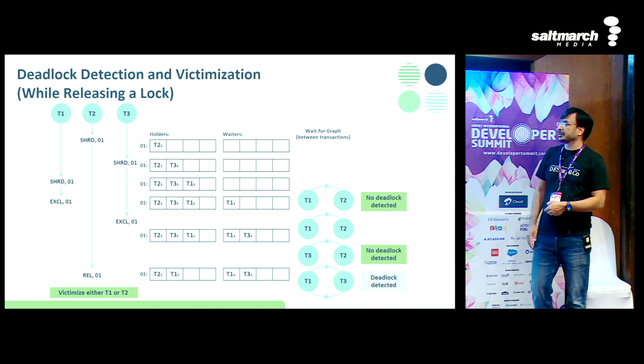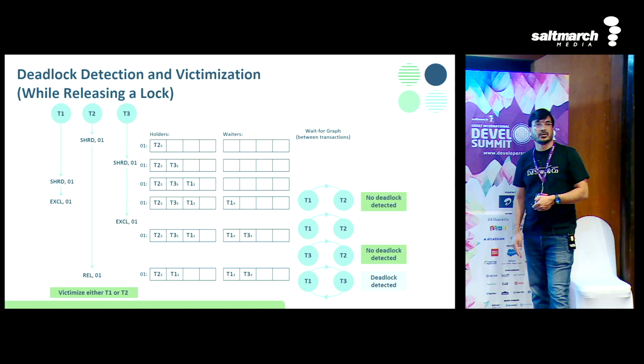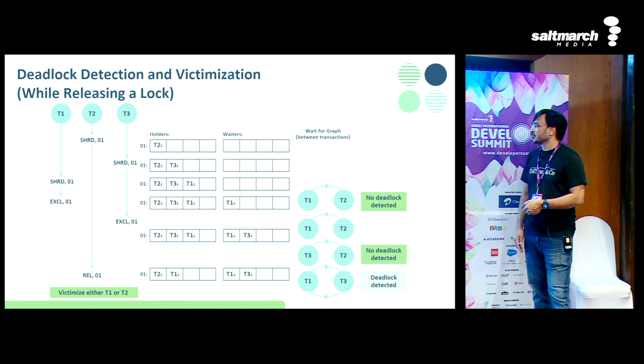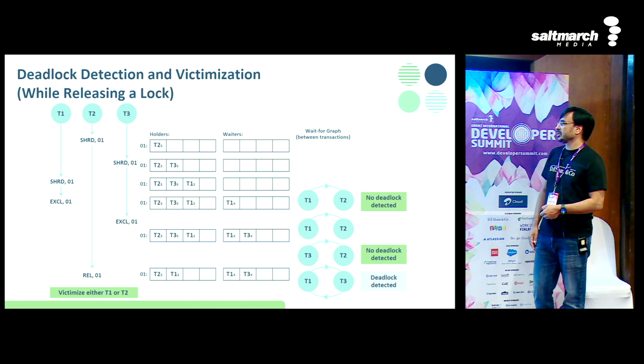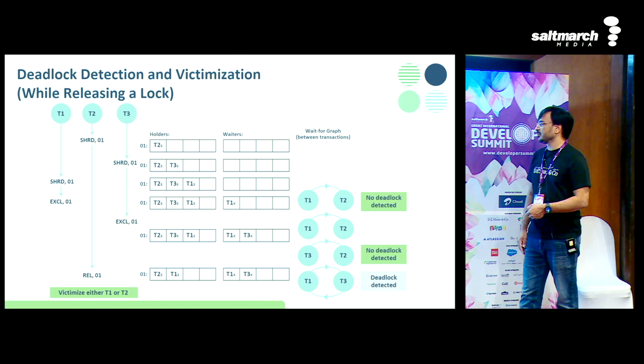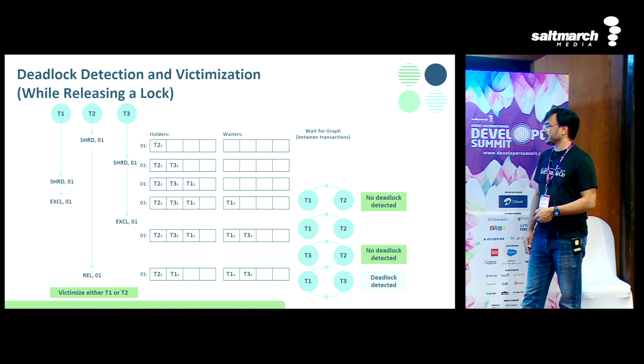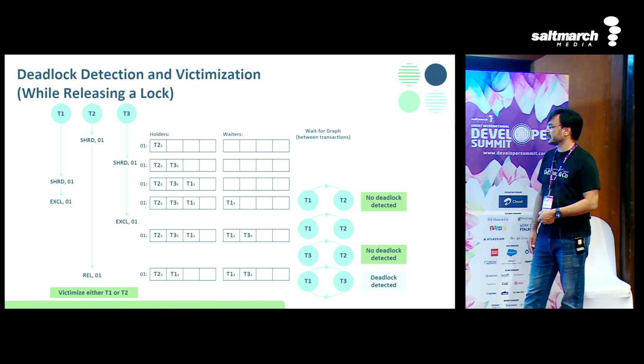So why can the system run into a deadlock while releasing a lock itself? There are three transactions, T1, T2, T3. Each one of them is requesting the shared lock on the O1 object. First, say T2 requested the O1 object in shared mode, followed by T3 and followed by T1. So here the holders list of O1 will contain T2, T3, T1.